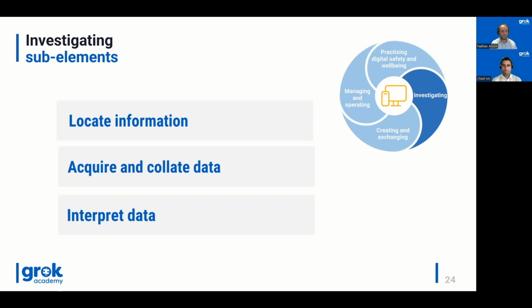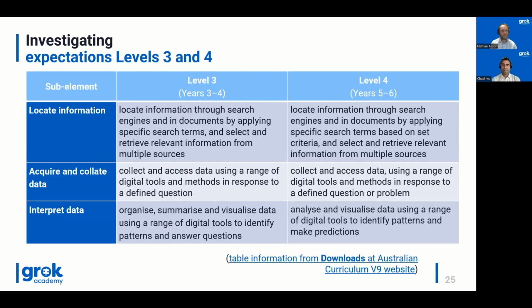So the next element we're going to have a look at is investigating. And there's 3 sub-elements, as you can see: locate information, acquire and collate data, and interpret data. Okay, so once again, for this element, you can see that we've got a table and there's 3 sub-elements, and we've got the 2 levels, level 3 and level 4.